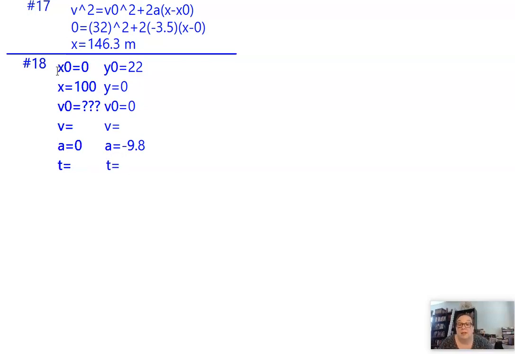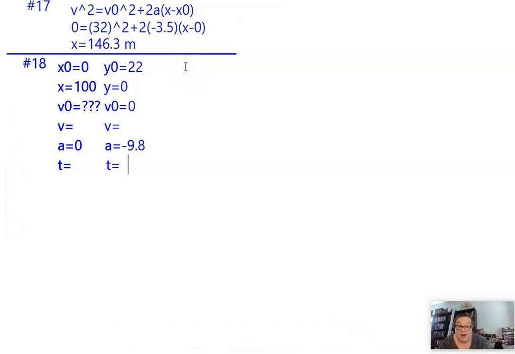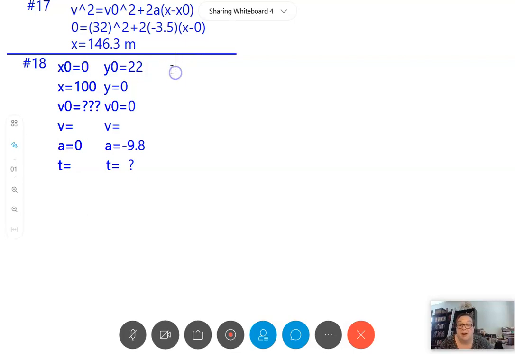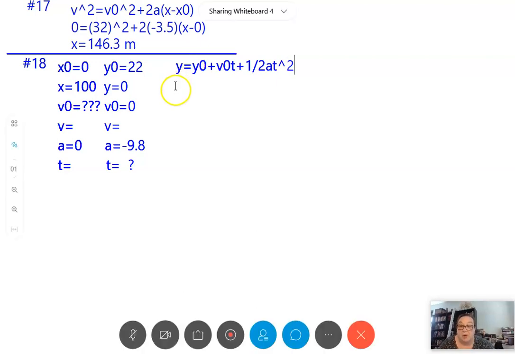All right, so as I look at these two columns, I'm like, okay, I know more about my y column than I do about my x. What can I solve for in my y column that's going to help me solve my x? And the answer to that is time. So I'm going to put a question mark here on my time. And that's going to be the first thing I try to solve. That means that I don't care about final velocity. So the equation I'm going to use here is that y equals y initial plus v initial t plus 1/2 a t squared. That's going to be my starting equation.